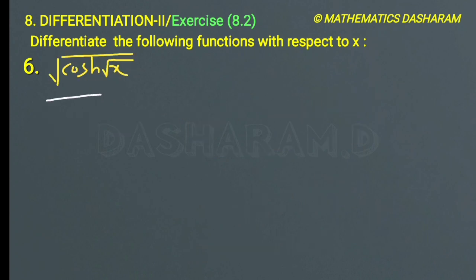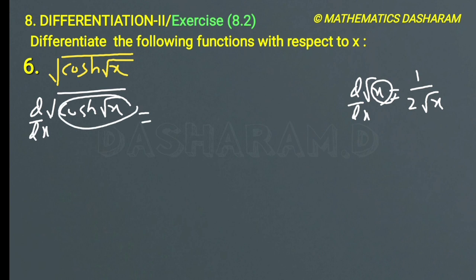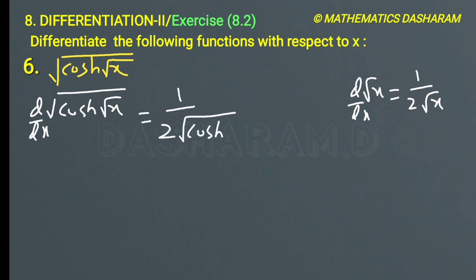Sixth question, under root cos h root x. So the derivative of under root cos h root x equals, first apply the derivative of root x formula, that is 1 by 2 root x. Here at the place of x, we have cos h root x. So 1 by 2 into under root cos h root x into, next apply the derivative of another function, that is cos h root x.